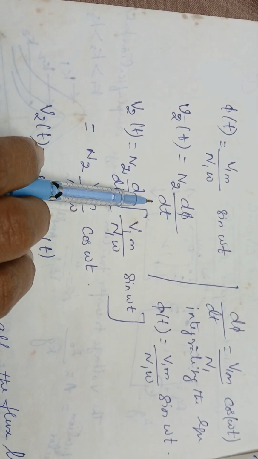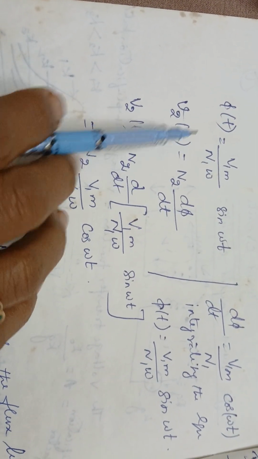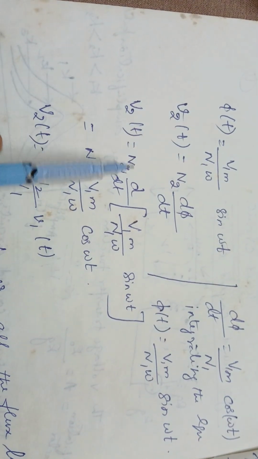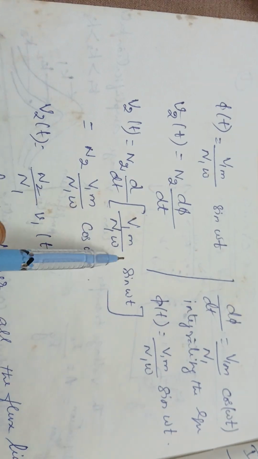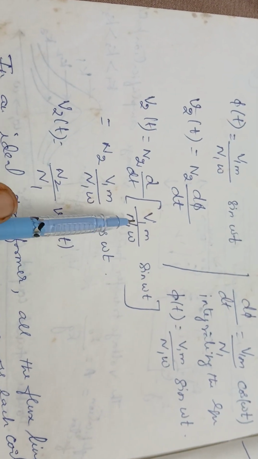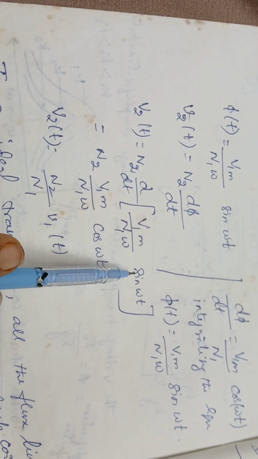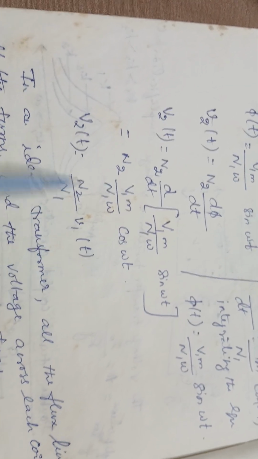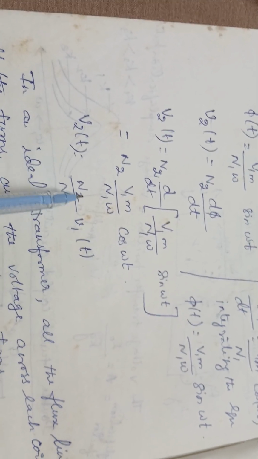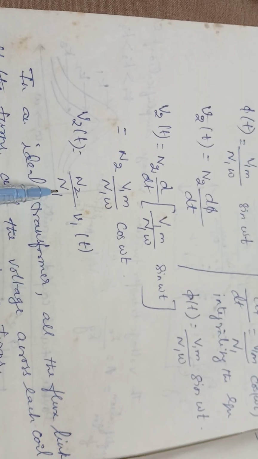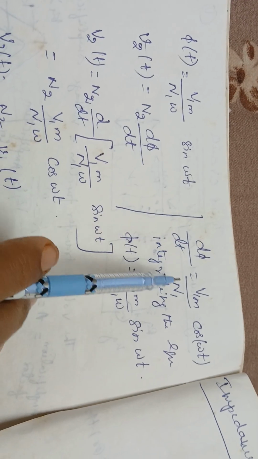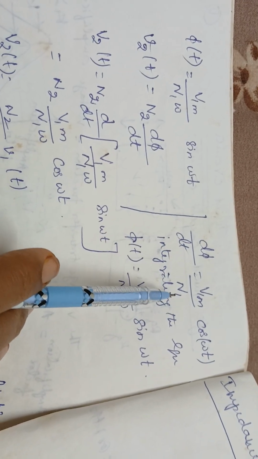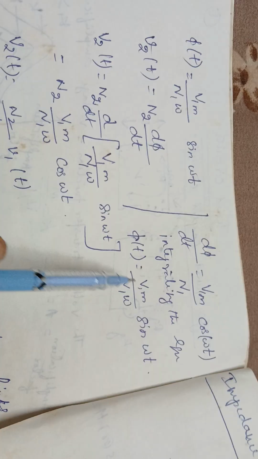So d phi by dt is the derivative of phi with respect to t; the constant we take out, and the derivative of sin omega t is cos omega t. So V2 of t is equal to N2 by N1 into V1 of t, and d phi by dt is equal to Vm by N1 cos omega t. Integrating, we will get this value.